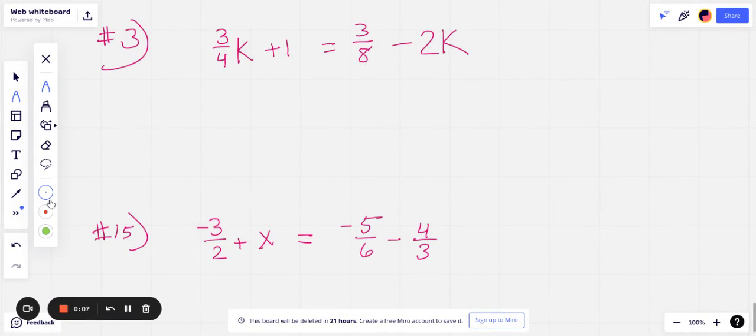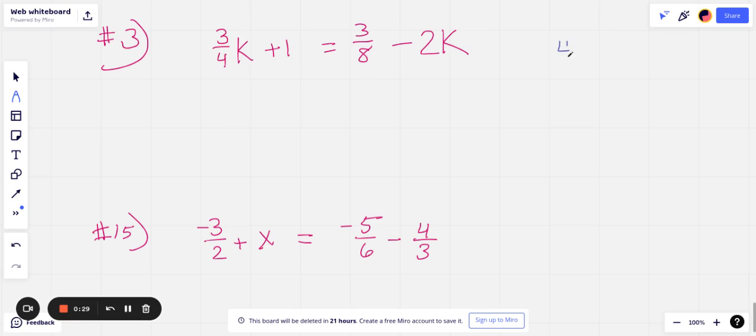So for this problem, we're doing 3.6 homework, and I'm going to do some problems from 3.6. I'm going to start with number 3. And remember, 3.6 is the section where we want to clear the fractions and clear the decimals. So I'm going to look at these denominators. I have a 4 and I have an 8, and I'm looking for the least common multiple.